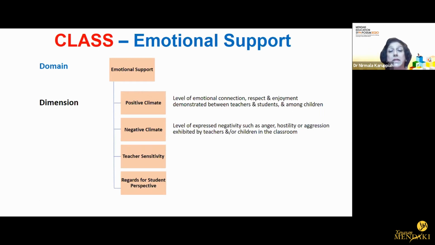Teacher sensitivity is about the level of teachers' awareness and responsivity to children's academic and emotional concerns. For example, not all children learn at the same rate. So a teacher has to be very observant and look out for signs where children are struggling, or they're unable to pay attention, or something is bothering them and interfering with their learning in the classroom.